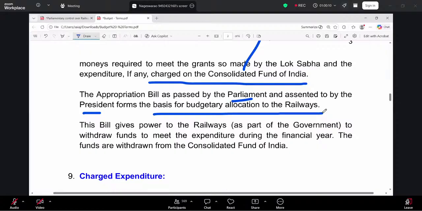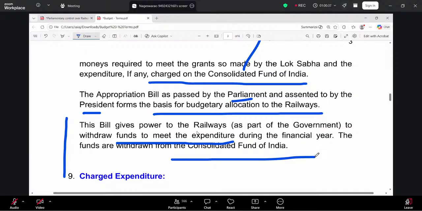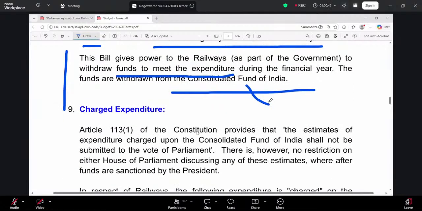Okay. Just the budget estimates being passed by the Parliament is not sufficient. The appropriation bill is important. So the bill gives powers to the railways to withdraw funds to meet the expenditure during the financial year from the Consolidated Fund of India. Please remember, for contingency fund, Parliament's prior approval is not required. For the Public Account of India also, Parliament approval is not required because it is the Public Account of India, not consolidated. Consolidated Fund of India is also called the reservoir of government money.